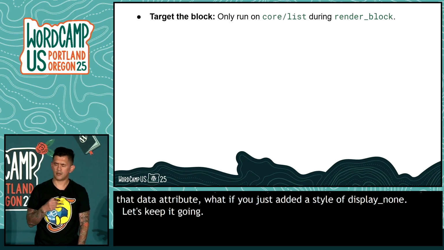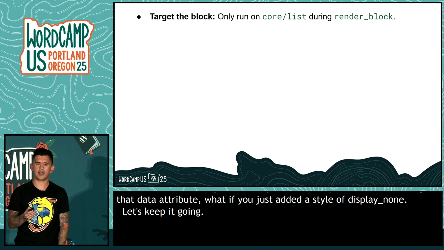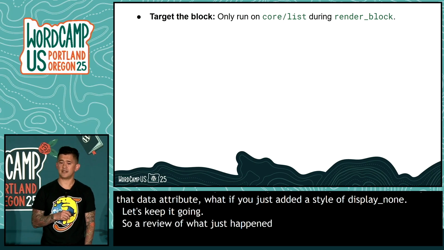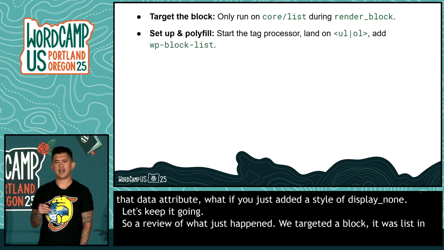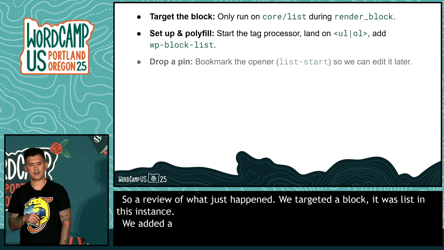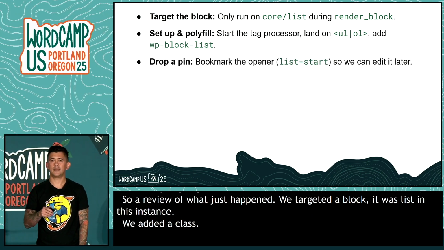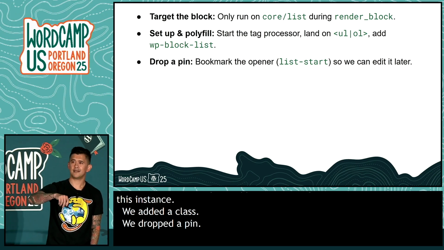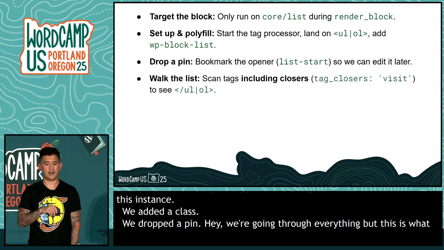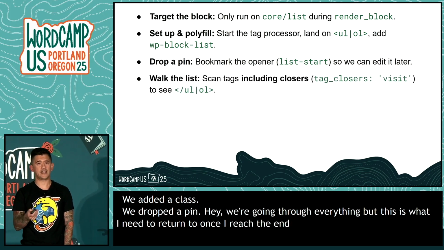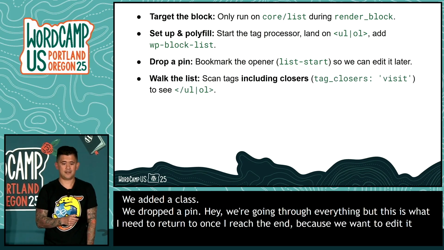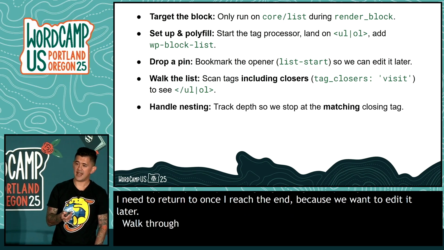So, a little review of what just happened. We targeted a block. It was a list in this instance. We added a class. We dropped a pin. Hey, we're going to go through everything, but this is where I need to return to once I've reached the end, because we want to edit it later. Walk through everything, use visit so we can see the closers. We've already handled nesting.